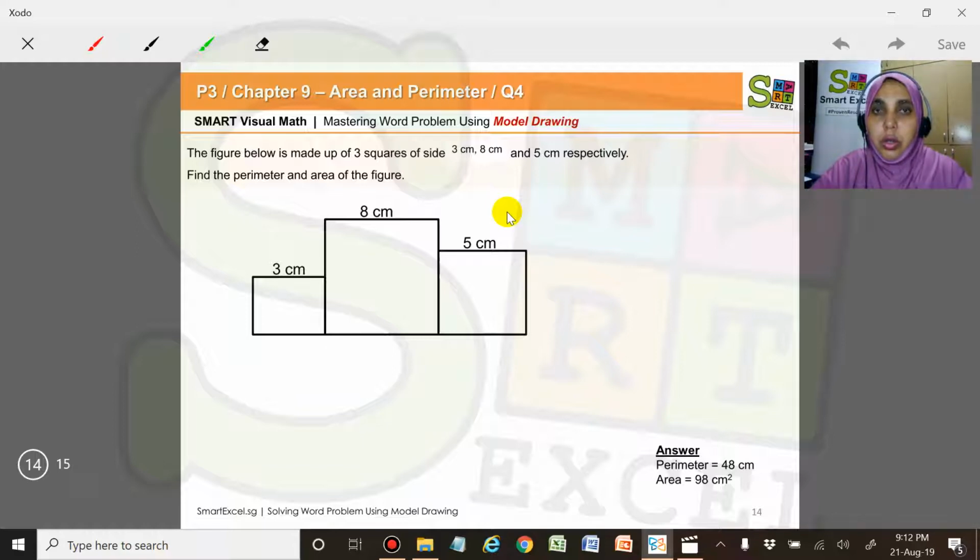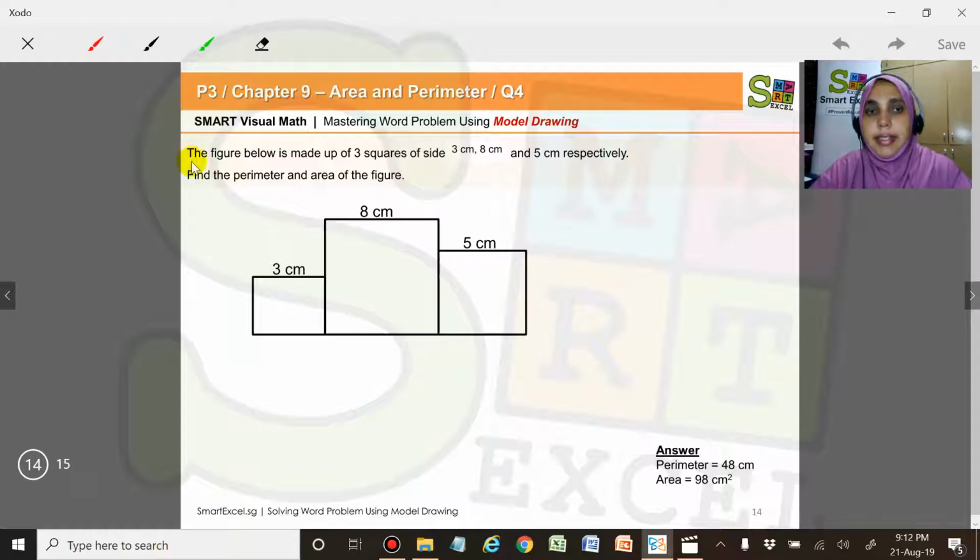For this tutorial, we have P3 Chapter 9 Area and Perimeter, Question 4. Okay, let's begin the question. The figure below is made up of 3 squares of sides 3, 8 and 5 cm respectively. Find the perimeter and the area of the figure.